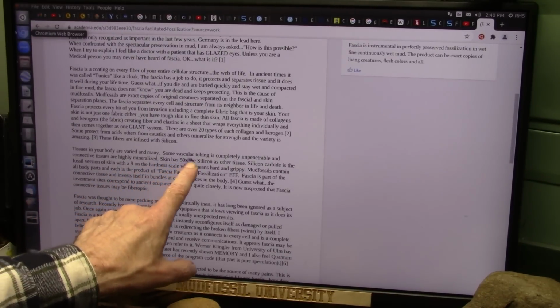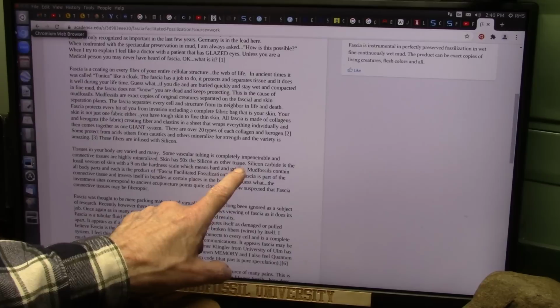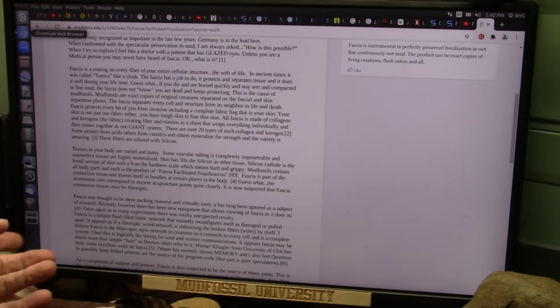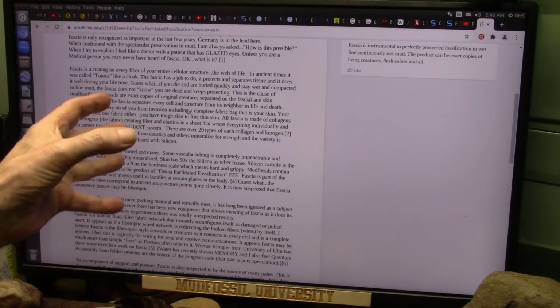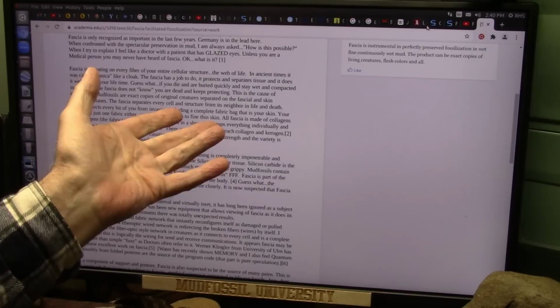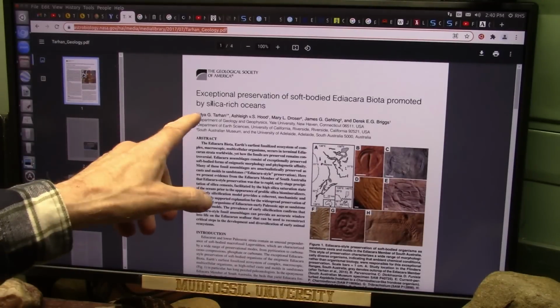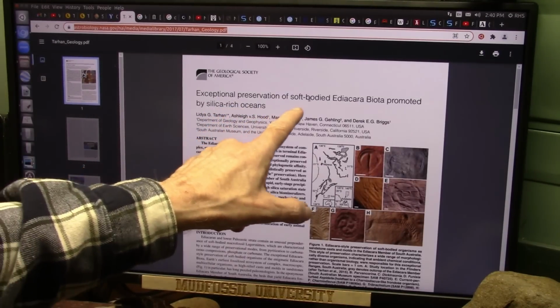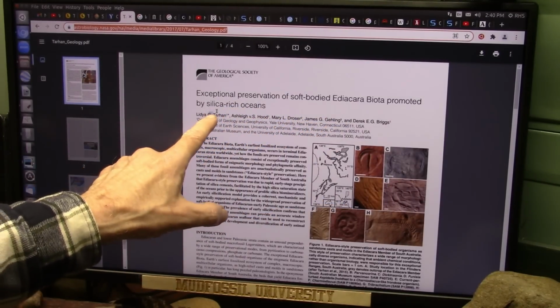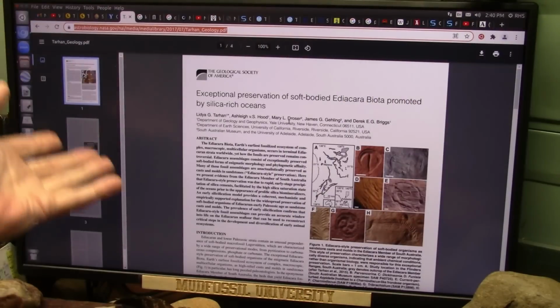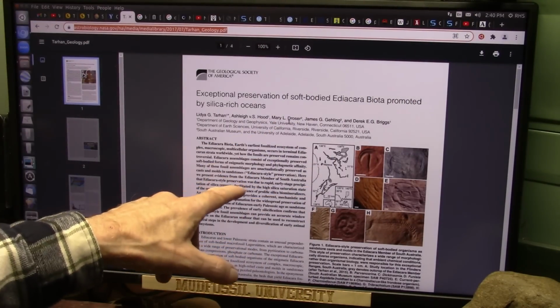Skin has 50 times the silicon of other tissues. That's why all the silicon was in the oceans. All right, here it is right here. Hold on. Here it is right here. "Exceptional preservation of soft-bodied creatures promoted by silicon-rich oceans." Oceans, because they flooded everywhere. This is a worldwide flood.